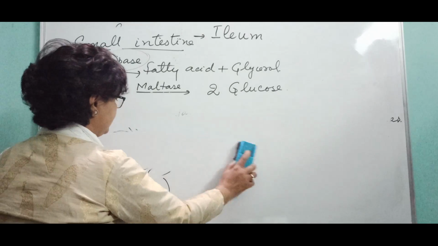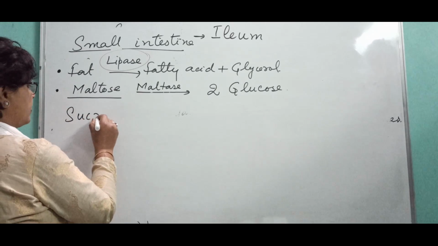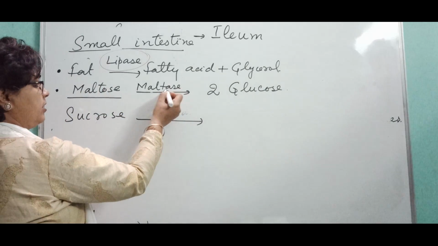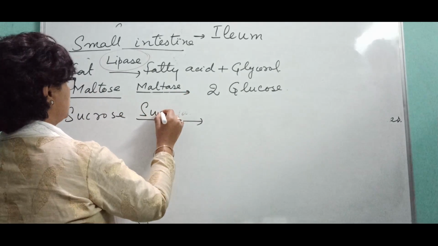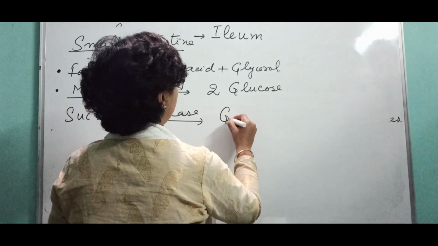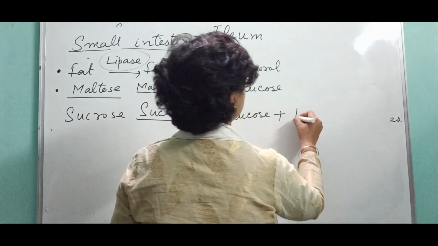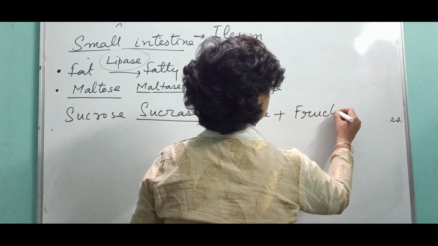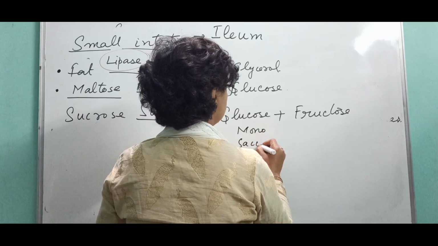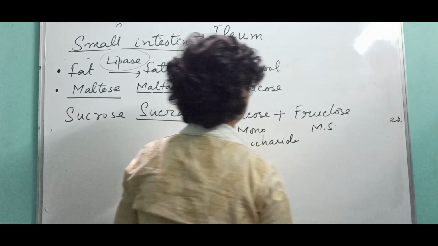The second disaccharide is sucrose, cane sugar. The name of the enzyme resembles this; only thing is to add ase. So the term is sucrase. As it is a disaccharide, it gives one molecule of glucose plus one molecule of fructose, that is fruit sugar. Fructose is a monosaccharide, glucose is a monosaccharide, and sucrose is the disaccharide.